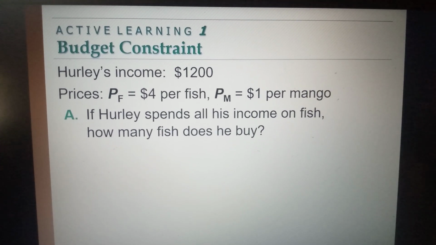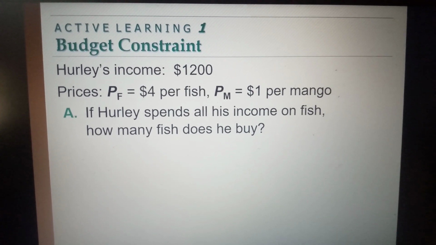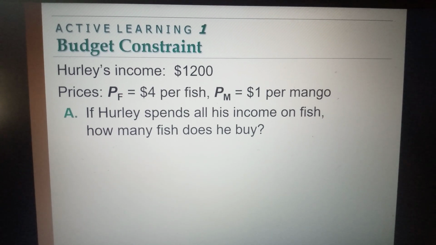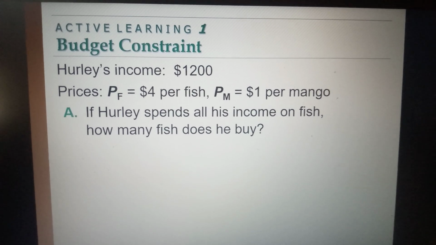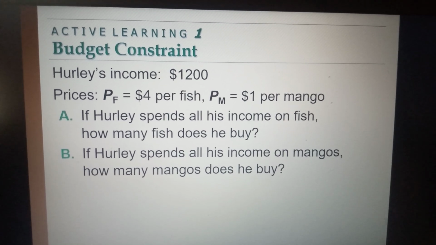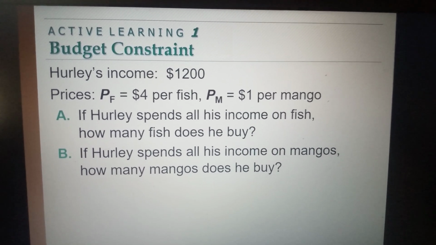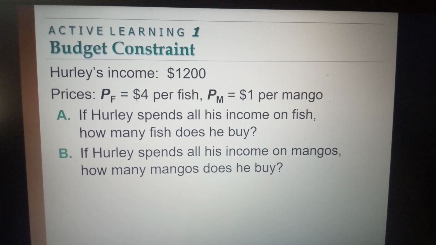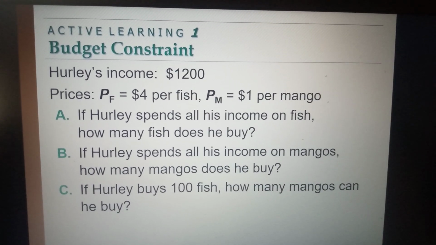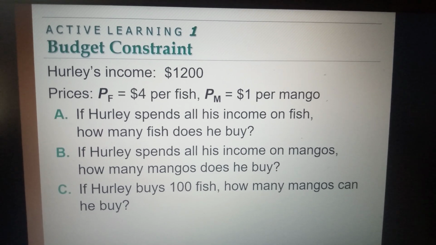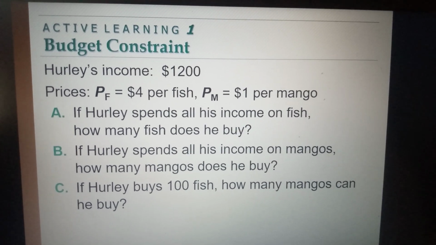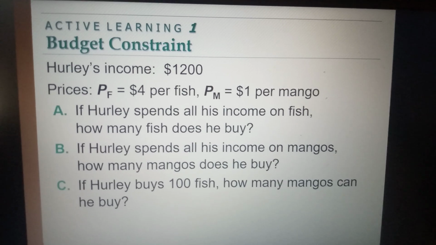So the income for Harley is $1,200, and if he's going to spend all his income on only fish, then the question is asking you, how many fish does he buy? The second question says, if Harley spent all his income on mangoes, how many mangoes does he buy? The third one, that is C, says, if Harley buys 100 fish, then how many mangoes can he buy?